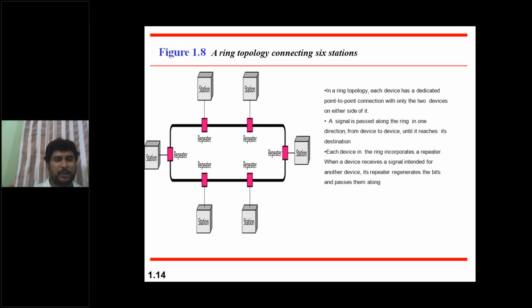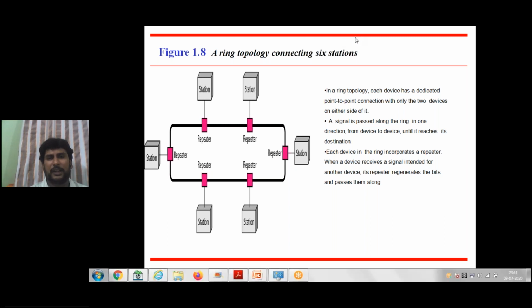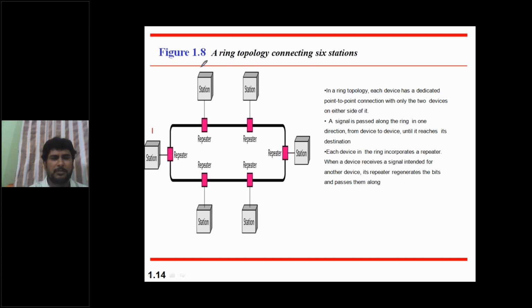For instance, in this we have 6 stations. Let me number them 1, 2, 3, 4, 5, and 6. Among the 6 devices, if 1 would like to communicate to 4, do we have a dedicated point-to-point link? No, because 1 is only connected to 2 as well as device 6.